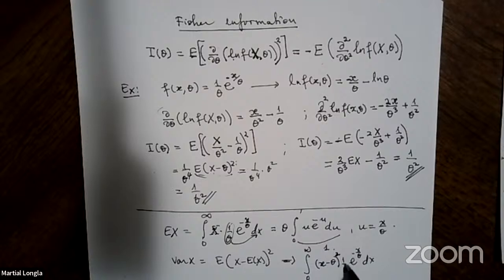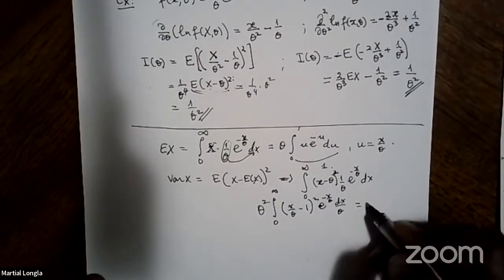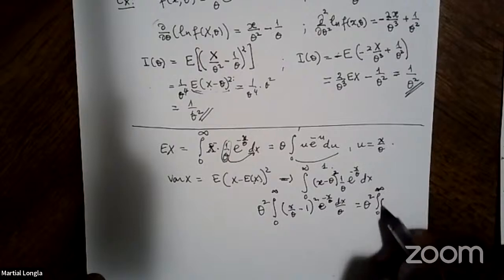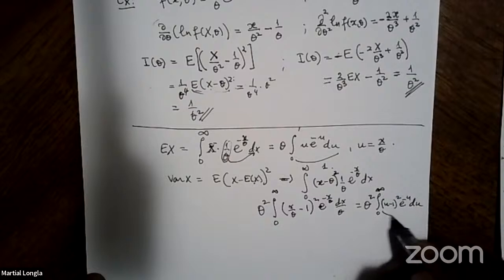So here, when we do the same thing we just did in the other one, you get theta squared times the integral from 0 to infinity, and here you're going to have (x over theta minus 1) squared. Professor, the camera needs to be fixed a little so that we can see. Thank you. So when you do this, you get theta squared times the integral from 0 to infinity, and now this becomes (u minus 1) squared e to the negative u du, and this is 1.